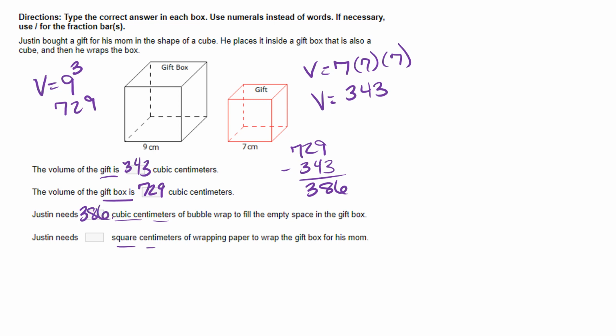And now we need to know how much wrapping paper to wrap the gift box for his mom. So this is our surface area. For the surface area of a cube, you're going to find the area of each surface and multiply it by 6 because all 6 sides are the same. So we're going to look at 9 by 9 because it's a cube. So 9 times 9 is 81. And 6 times 81 is 486.